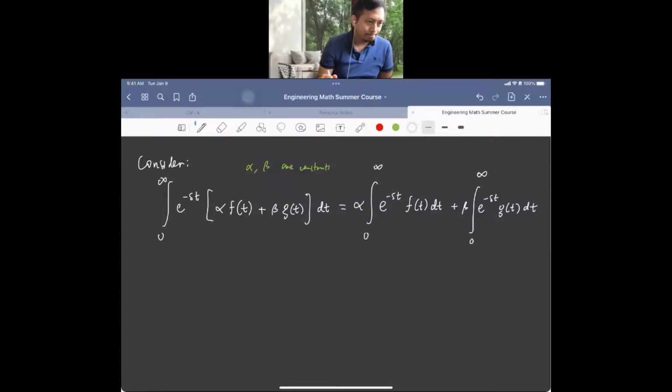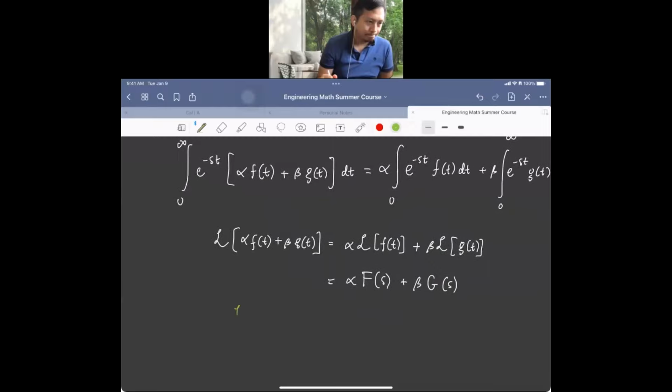So whenever these integrals converge for s greater than a constant c, then we can write the Laplace of alpha f plus beta g as alpha Laplace of f of t plus beta Laplace of g of t. Or we can simply say alpha F of s plus beta G of s. So we can say that Laplace is a linear transformation.